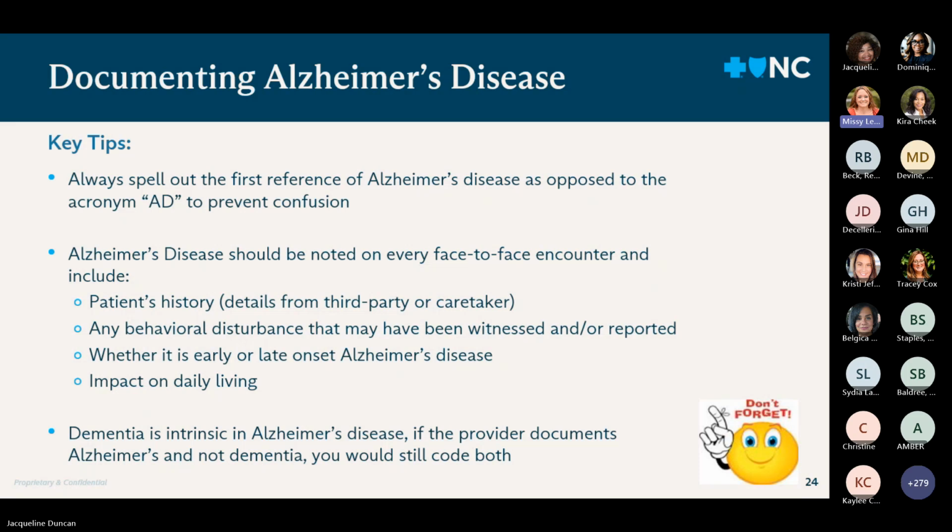any sort of behavioral disturbances that may have been witnessed or reported to that person, detail whether it is early or late onset, generally referring to the age of the patient, and the impact on the daily living for the patient and the assistance they may require day to day. Also, if the provider only documents Alzheimer's and not dementia, you should always code dementia too. It is part of having Alzheimer's disease.